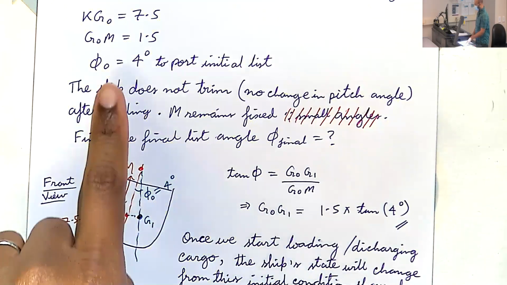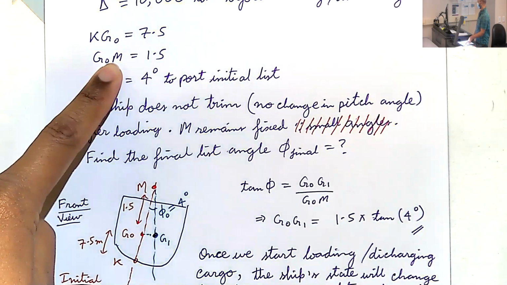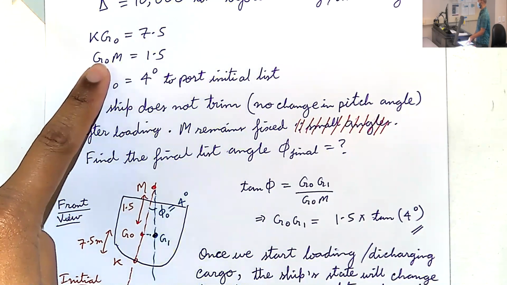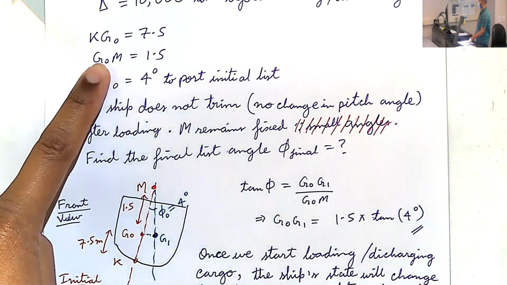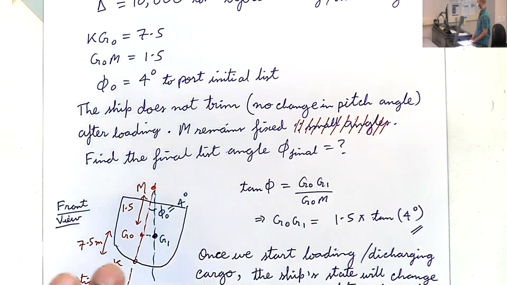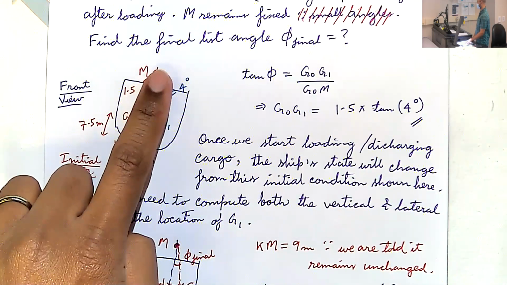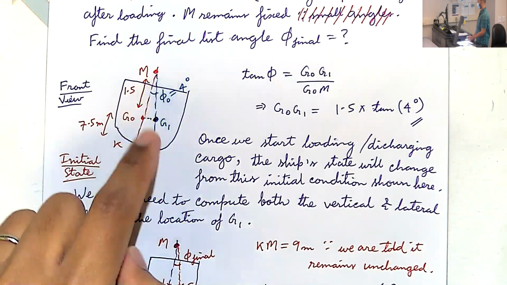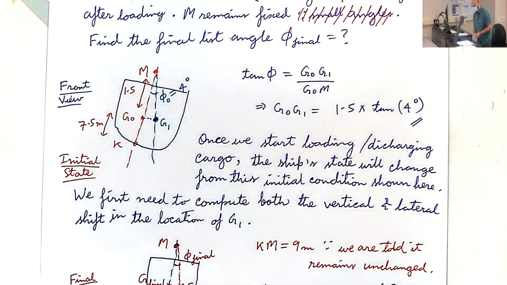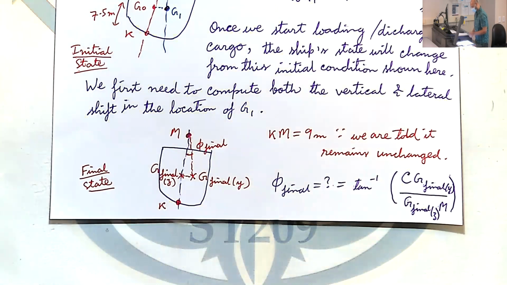If we were not told G0M, then we would need to know the geometry of the hull, because we would need an I, we would need a nabla, etc. So we're fortunate that we were given G0M. We were basically given the metacenter location. If we don't know the metacenter location, then yes, we would have to compute it. Any other questions?